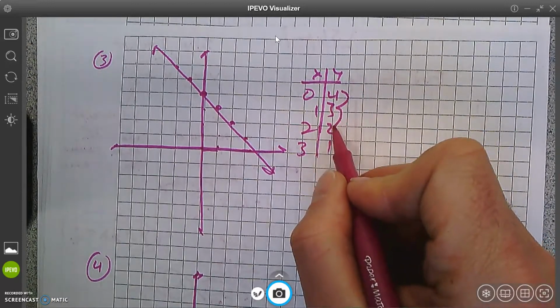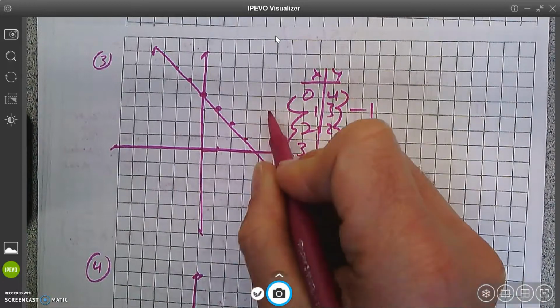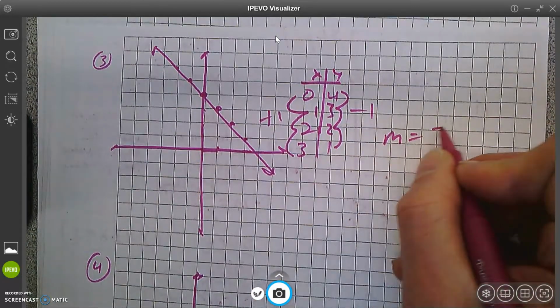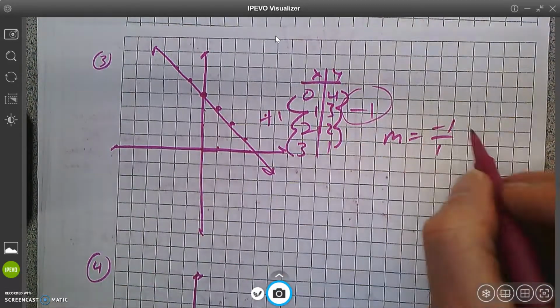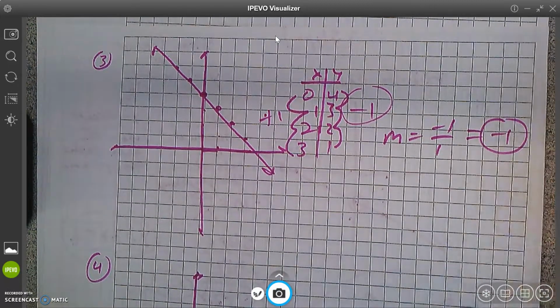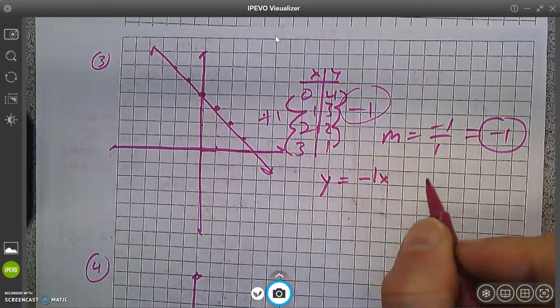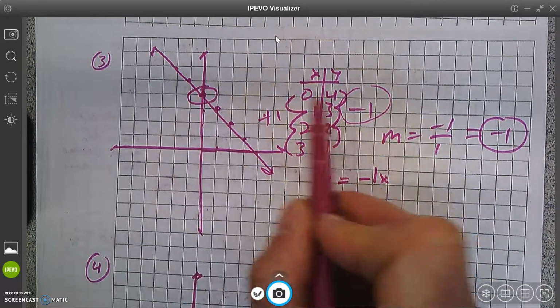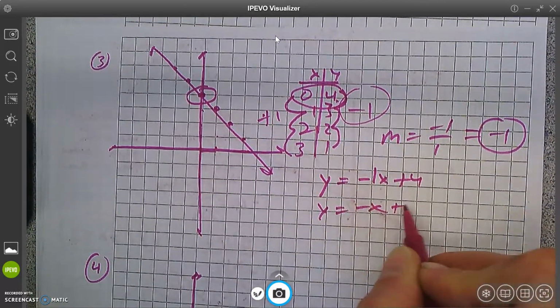Okay, what's going on with the y? 4, 3, 2, 1, down 1. What's going on with the x? Up 1. Slope is negative 1 over 1, change in y over change in x, which is negative 1. Anything divided by 1 is itself. So y equals negative 1x. What's the y-intercept? Oh, right here, 4. So y equals negative x plus 4.